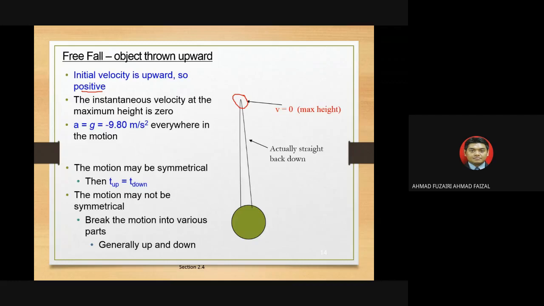The gravitational acceleration g is negative 9.8 meters per second squared everywhere in the motion, as g is directed downward. This is an example of symmetrical motion, when the time to reach the maximum is equal to the time to hit the ground or to reach the initial point. There is also a motion that is non-symmetrical. Later, I will show one example of non-symmetrical motion.